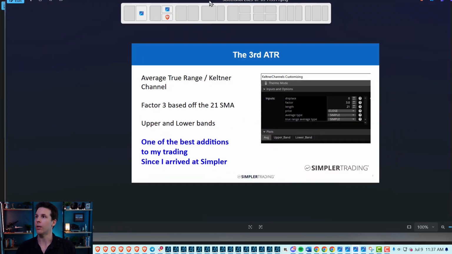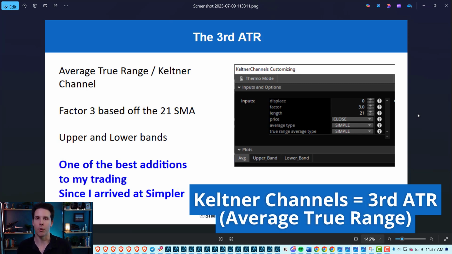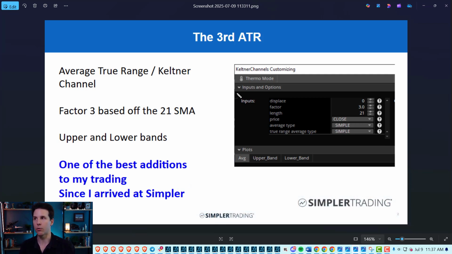So if we come over here and we look at this, what are Keltner channels? And I like to call them the third ATR. Again, a little bit of a misnomer from John Carter, but that's what I call them. It's basically the average true range, and it's off of the Keltner channel. So if you're going to go into Thinkorswim or any of your other trading platforms, you're going to be looking up Keltner channels. Here is what it's going to look like. The only thing to really know is the factor is 3, and that's how I get the third ATR.